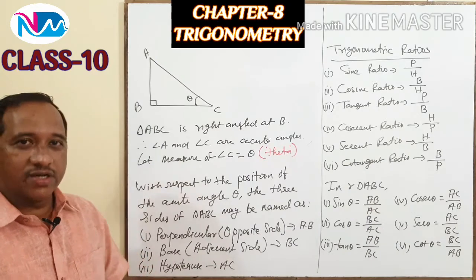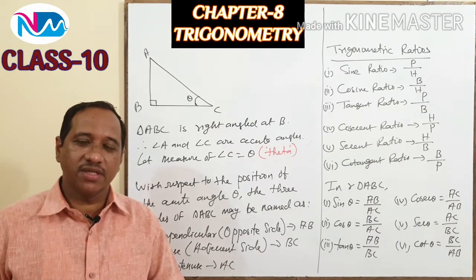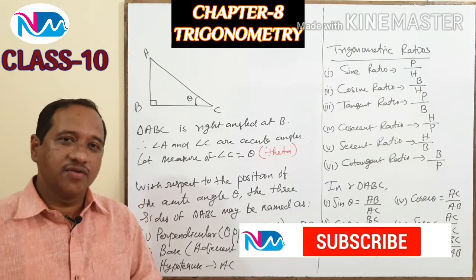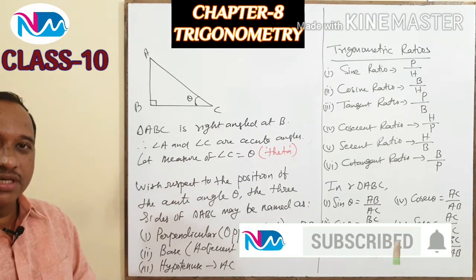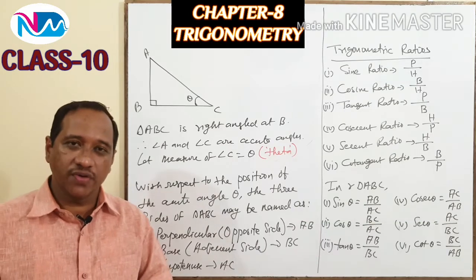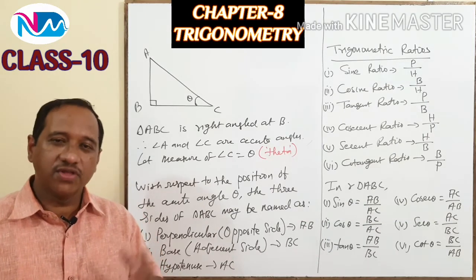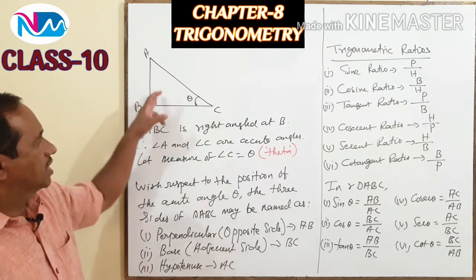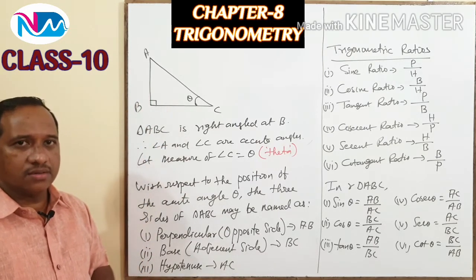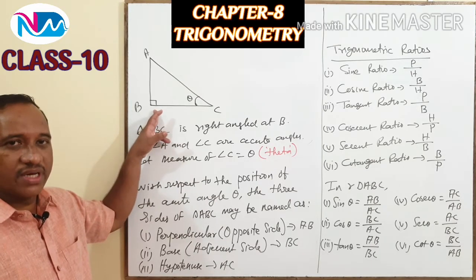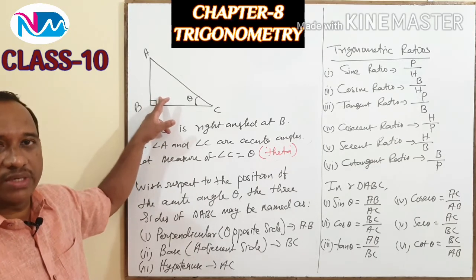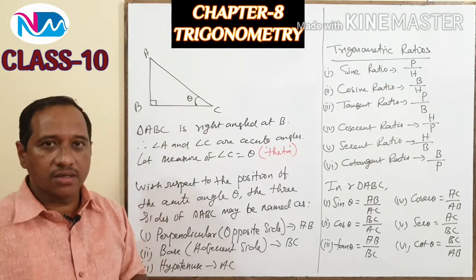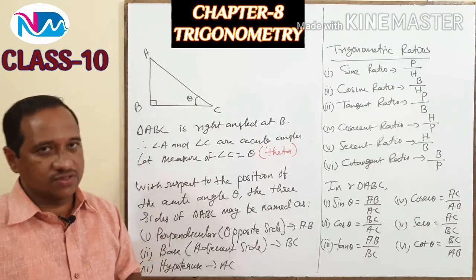Trigonometry is the study of relationship between the sides and angles of a triangle. But in class 10, we restrict this to the ratio of the sides of a right-angled triangle with respect to the acute angles. In figure, we have a right-angled triangle at B. That is, angle B is equal to 90 degree. Therefore, angle A and angle C are definitely acute angles.